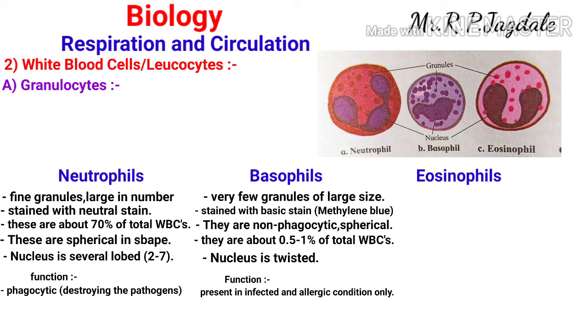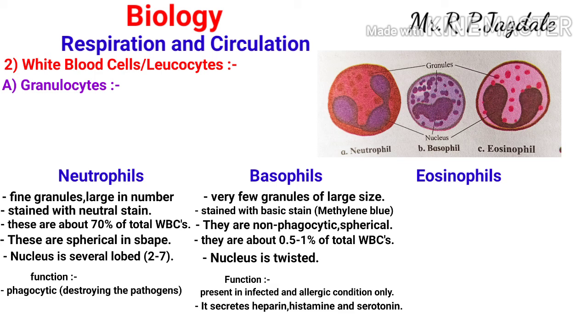These basophils secrete heparin, histamine and serotonin. Heparin is an anticoagulant. Histamines also play a major role, and serotonin is used for mood swings. So these three hormones, or enzymes, are very important for body functioning, and they are secreted by the basophils.